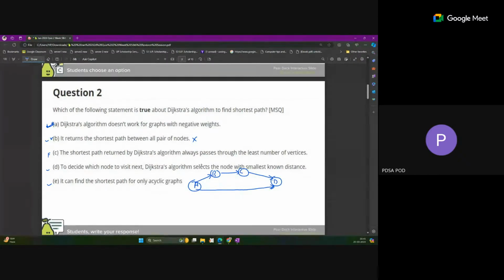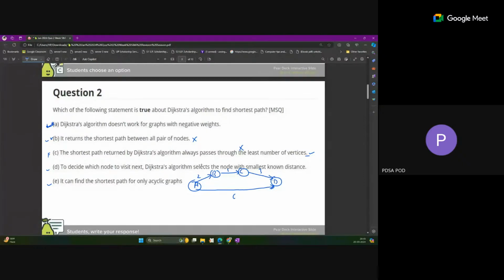So here I suppose 5 paths like 2, 1, 3, and this is a greater value 6. Okay. So, the shortest path returned by the Dijkstra algorithm always passes through the least number of vertices. This is not guaranteed. The number of vertices may be greater. So this is also false.